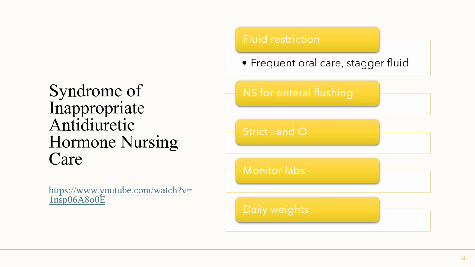A 1 kilogram, 2.2 pound weight gain reflects about 1 liter of fluid retention and should be reported to the provider immediately. You should also watch for changes in mental status like headaches, confusion, lethargy, seizures, or coma, because all of this can indicate hyponatremia. Patients with altered levels of consciousness require a safe environment and seizure precautions.